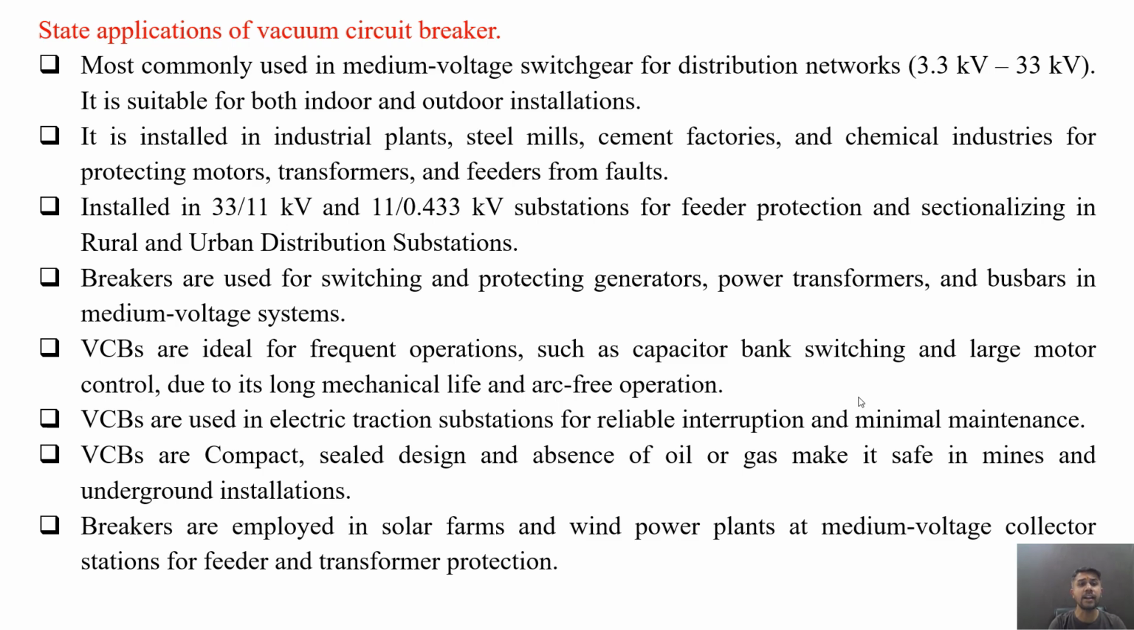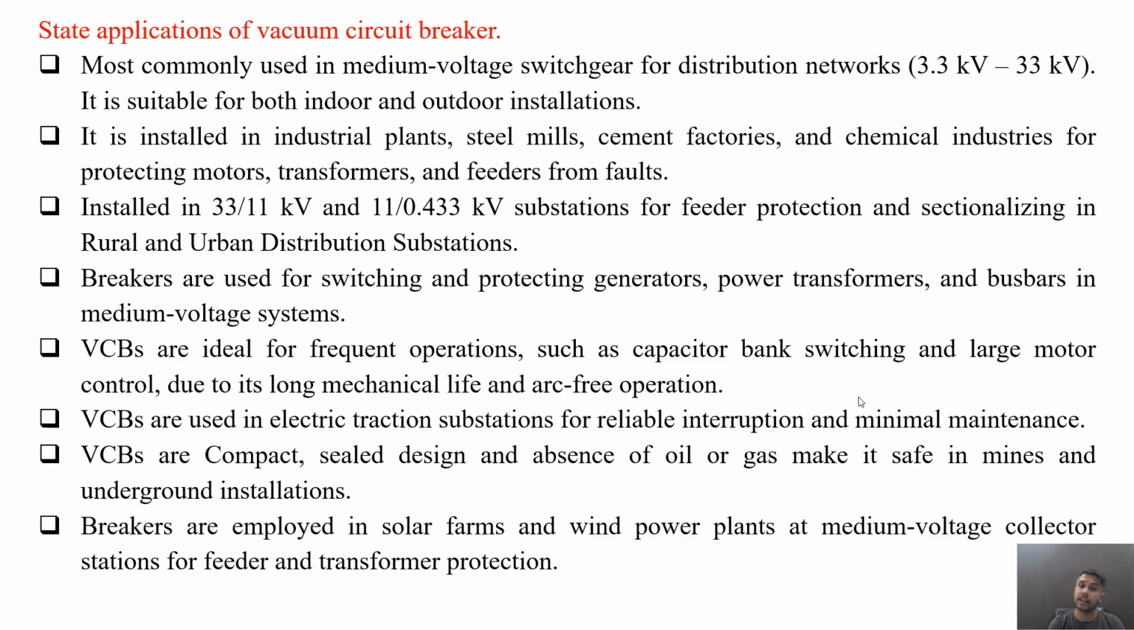Now, it is installed in 33 by 11 kV or 11 by 0.433 kV substations for feeder protection and sectionalizing in rural and urban distribution substations. Breakers are used for switching and protecting generators, power transformers, and bus bars in the medium voltage substations or systems. The VCBs are ideal for frequent operations such as capacitor bank switching and large motor control due to its long mechanical operating life and arc-free operation.